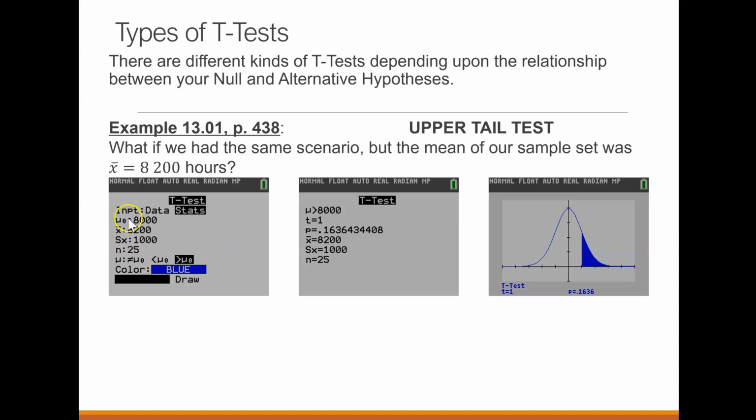So again, plugging in our calculator. I did stat, over to tests, picked option 2, t-test, plugged in the values as shown here on the screen. So 8,000 for the null mean, or the population mean, 8,200 for the sample mean, 1,000 for the sample standard deviation, 25 for the sample size, and our alternative is greater than. So if I do the calculation now, my t-value is 1, and my p is 0.164. So the area that is greater than 8,200 is this shaded region here in blue.